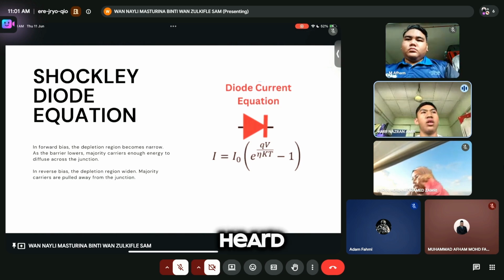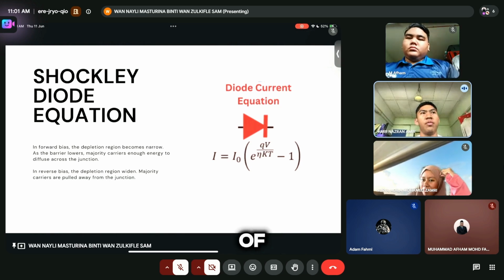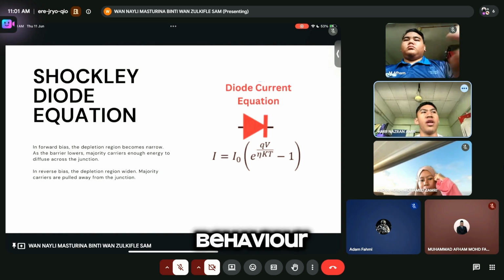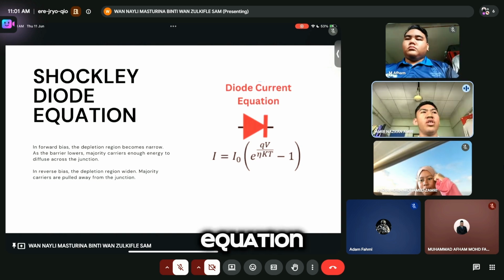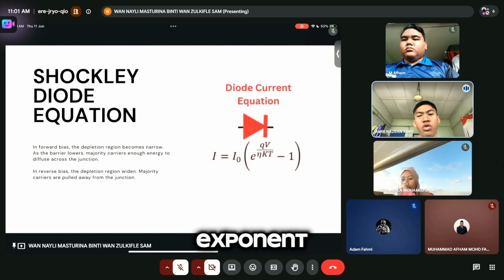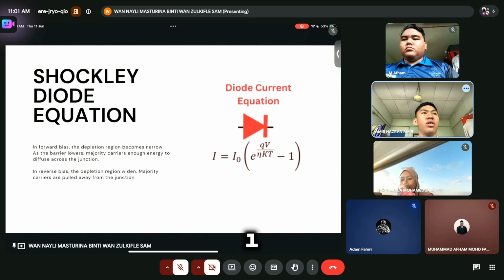So far, we have heard about the physical structure of the PN junction and how it behaves under forward and reverse bias. But how do we quantify that behavior? We have the Shockley diode equation, which is, as you can see, I equals I naught times e to the power of qV over nkT, minus 1.